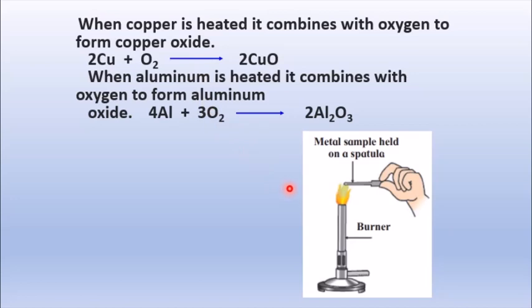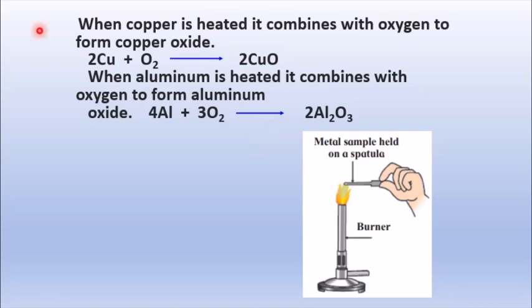Then another metal we have taken is aluminium. Again you need to burn it, and when you burn it, you will find that aluminium also combines with oxygen and aluminium oxide is formed. So from this you can conclude that whenever a metal comes in contact with oxygen when burned, it combines with oxygen and forms oxides. So we can conclude that metals combine with oxygen on heating in the air and metal oxides are formed.